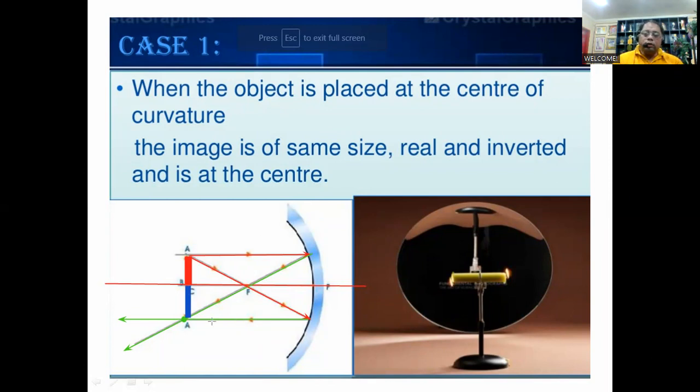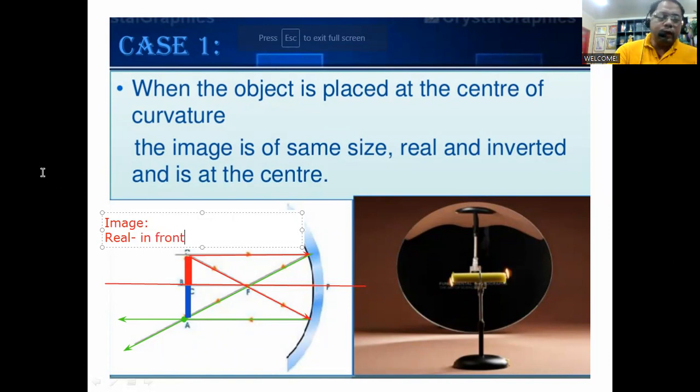So we can describe the image as of the same size. It is real. We don't use the word virtual for this image because it is in front of the mirror already. If this is the shiny part of the concave mirror and the image is found in front of the mirror, then our image is described, number one, as real. Real, again, when it is in front of our mirror.